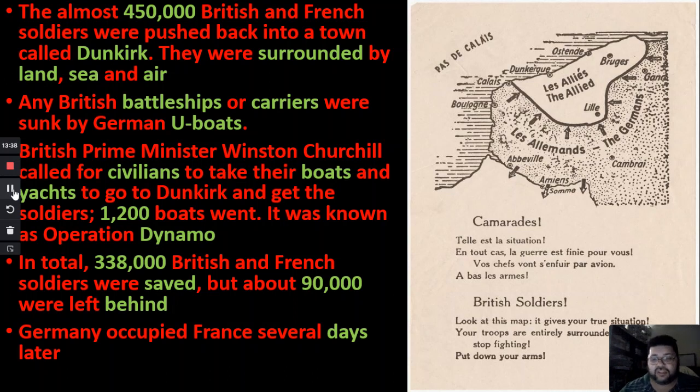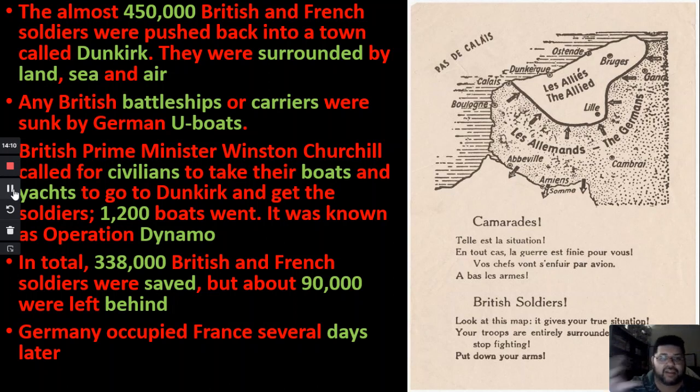Right now, the Germans, as you see in this picture right here on the side, that is actually the leaflets that they would drop down from the planes. And if you read the bottom part, it says, "Look at this map. It gives your true situation. Your troops are entirely surrounded. Stop fighting. Put down your arms." And they were right. The Germans surrounded, just like they show right there on that map. They surrounded that whole area, and they're closing in. So those soldiers on land are closing in.